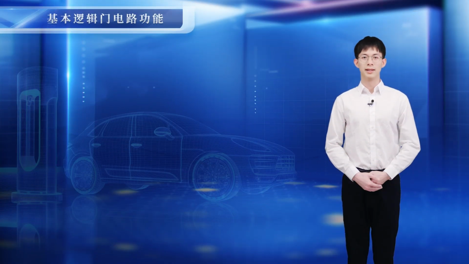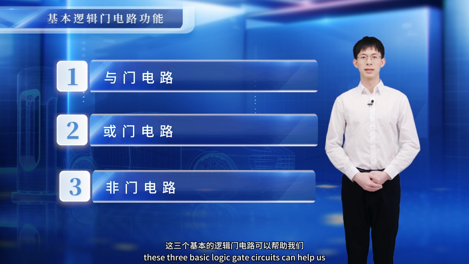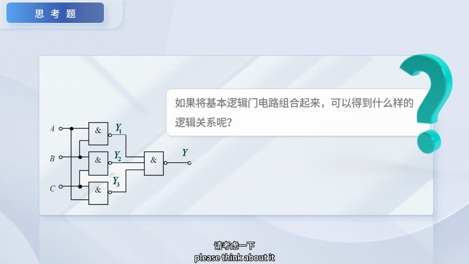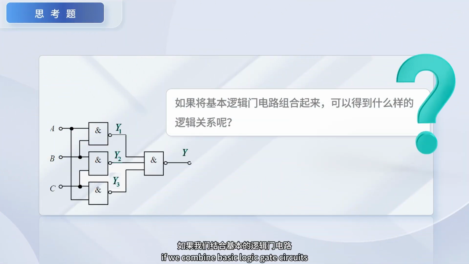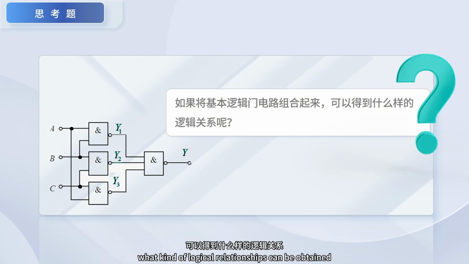We have learned the AND, OR and NOT, three basic logic gate circuits. These three basic logic gate circuits can help us achieve simple circuit control functions. They are also the basis for us to learn complex combinatorial logic circuits. Please think about it: if we combine basic logic gate circuits, what kind of logical relationships can be obtained?